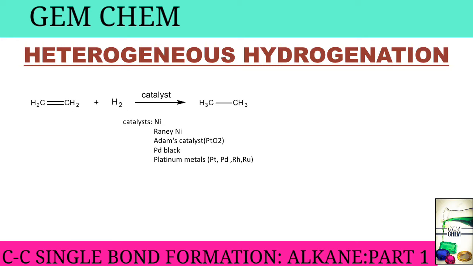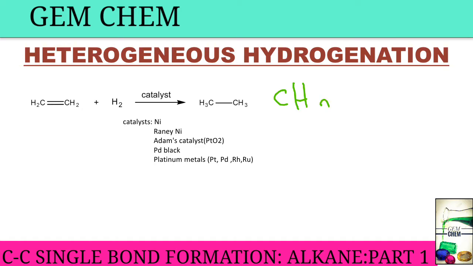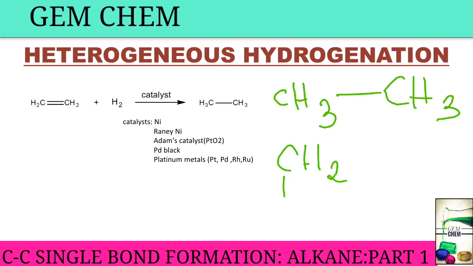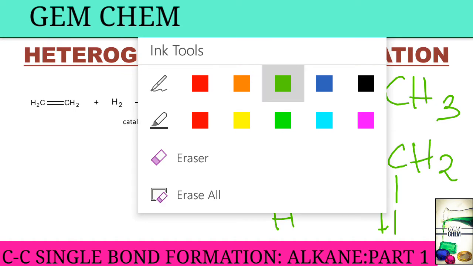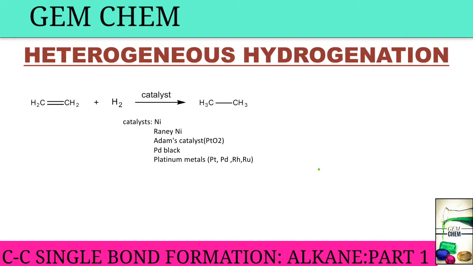For example, in this reaction we have taken an alkene. This one we know to be the ethene molecule, which on reacting with hydrogen forms ethane. That is, one hydrogen gets attached to this part, CH2 attached to H for one bond, and here CH2 attached to H. So there is a formation of alkane. Now this alkane formation can take place in presence of different catalysts.